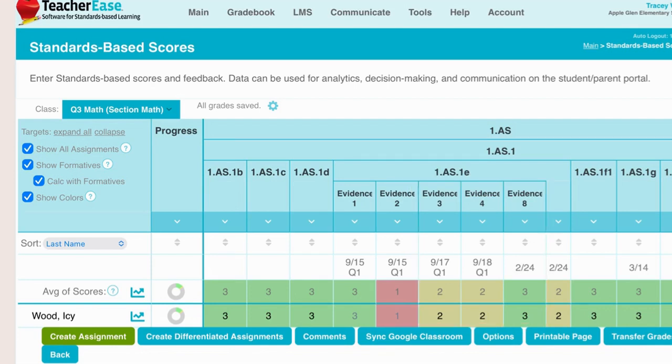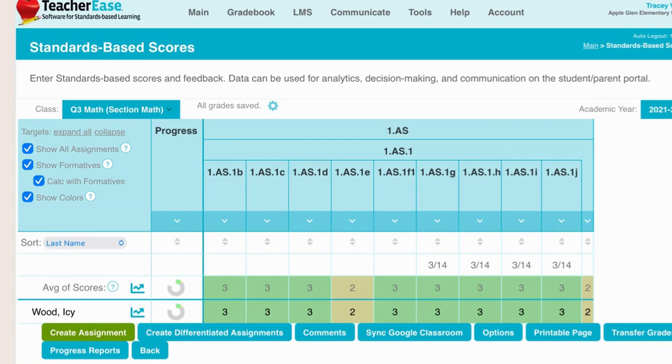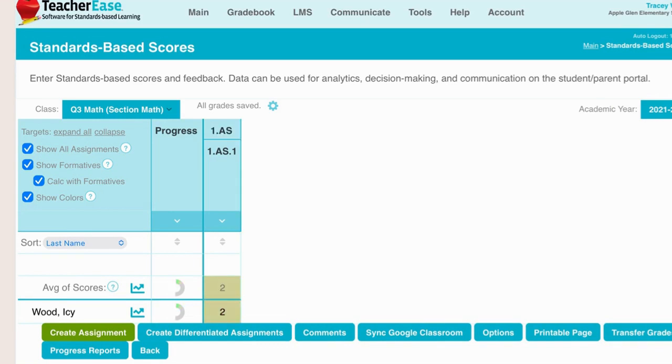I would have to enter another piece of evidence at a level 3 in order for this learning target to be bumped up to a 3, and the student to earn a 3 on this standard on the report card.